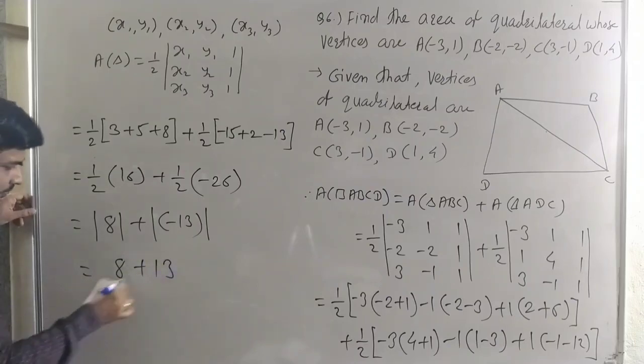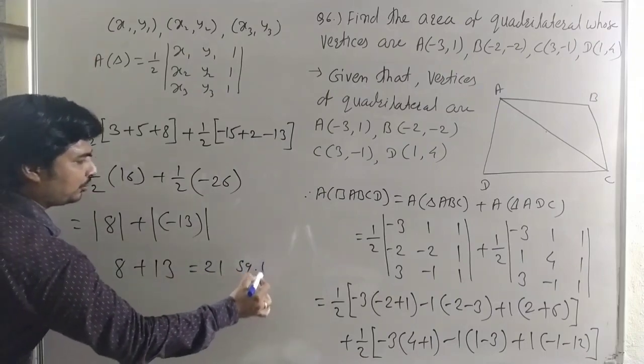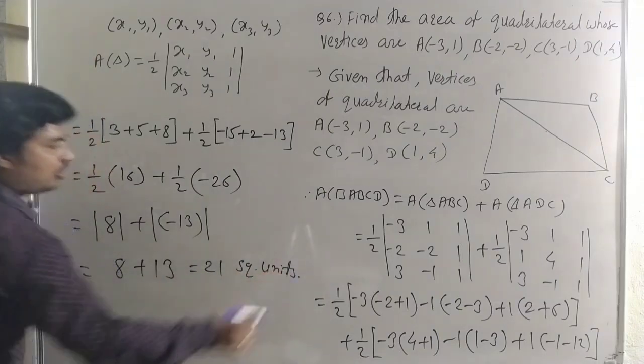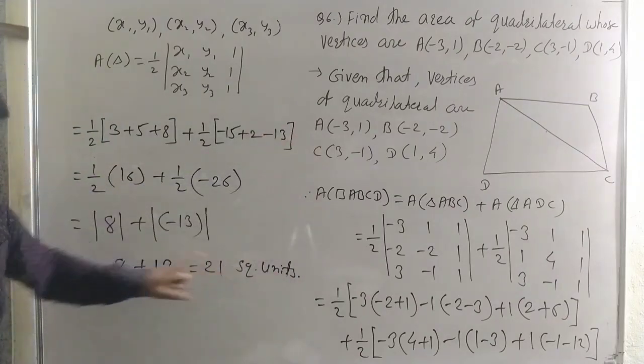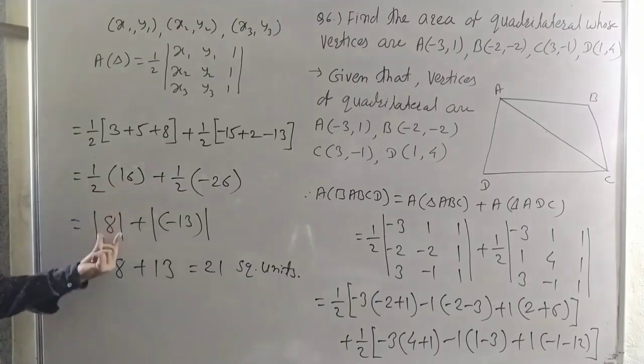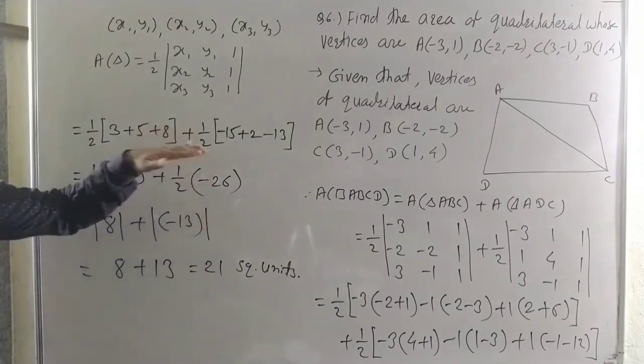And 8 plus 13, it is 21 square units. It is the area of quadrilateral ABC. See carefully. Here, it is a plus 16. It is the area of triangle ABC, and it is the area of triangle ACD.